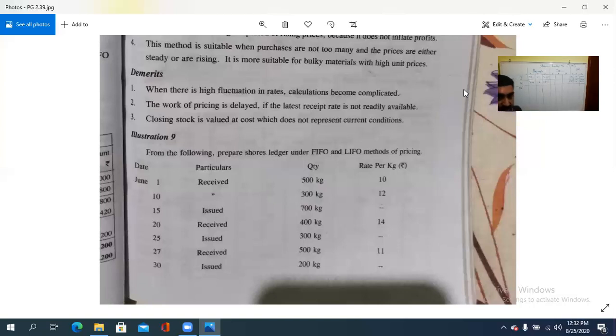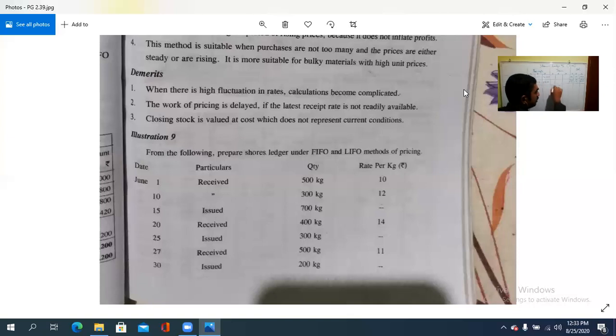So listen carefully. In this way, 700 we need to put as issue. So what is that? FIFO. FIFO is first come, first serve. Now the balance is firstly 500 at rupees 10, and second is 300 at rupees 12. So 500 is to be taken from the 10 lot. Out of the 700, 500 is gone. Now how much balance? From the 300, we need to take 200.